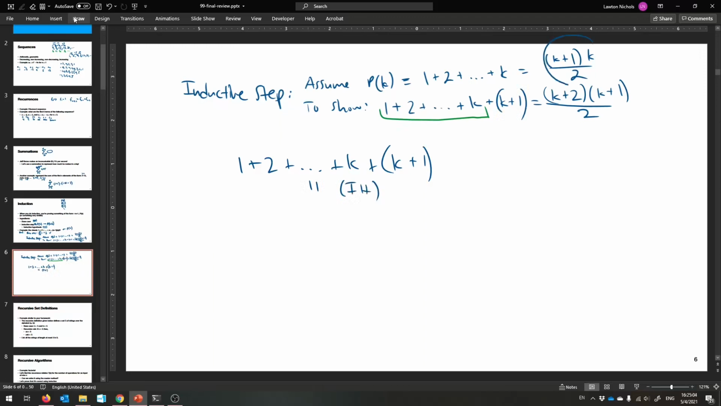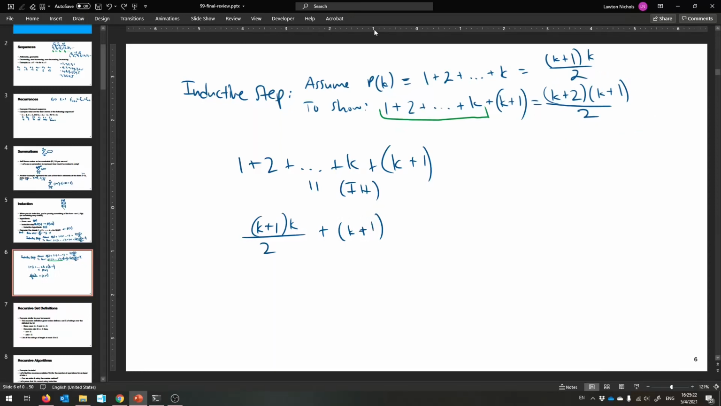We know that that's equal to this. I get to replace that part with the inductive hypothesis, right-hand side: k plus 1 times k over 2. And then I have still plus k plus 1 over here. That's the key. And then I just have to show that it's equal to this now.